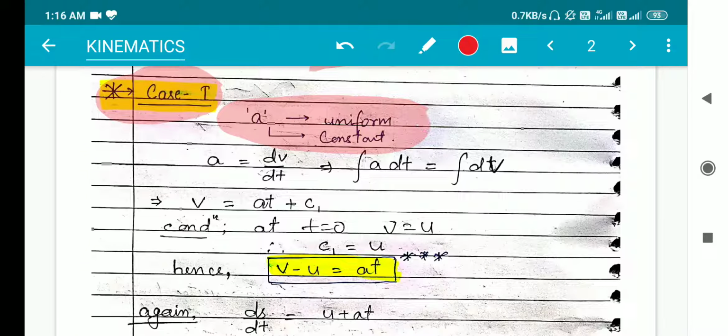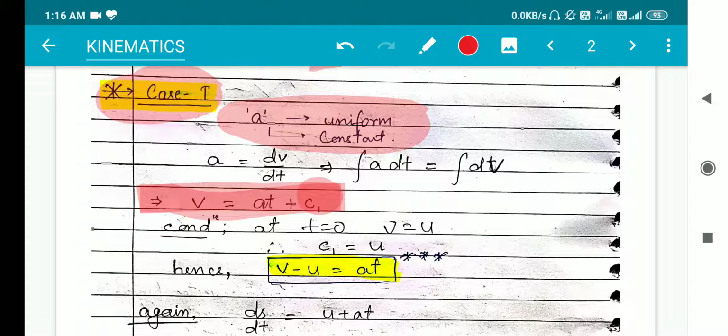So we can integrate this equation on both sides, and after integration we get velocity equal to at plus c1. Here c1 is the first arbitrary constant. So for getting the exact equation, we have to find the value of this arbitrary constant.